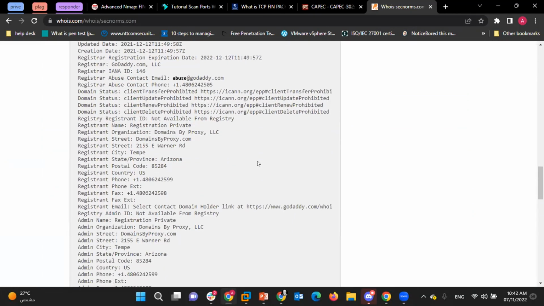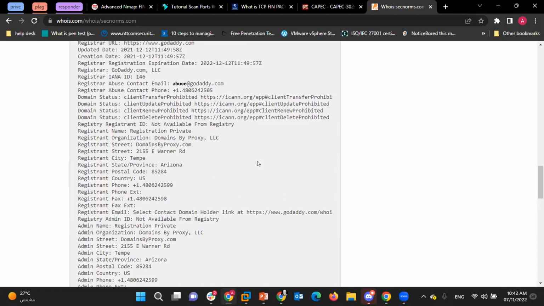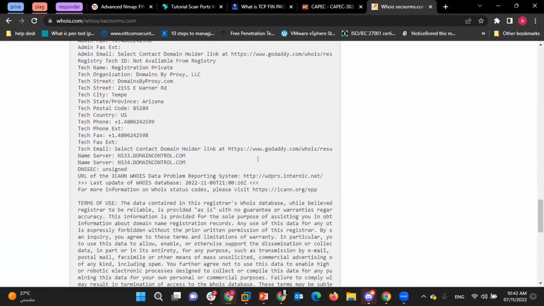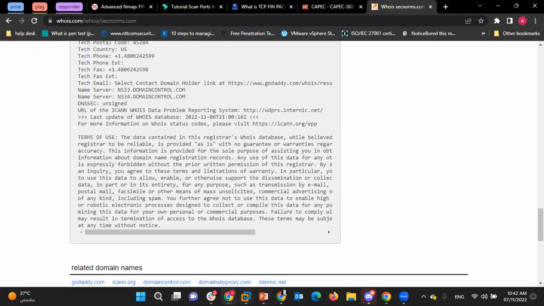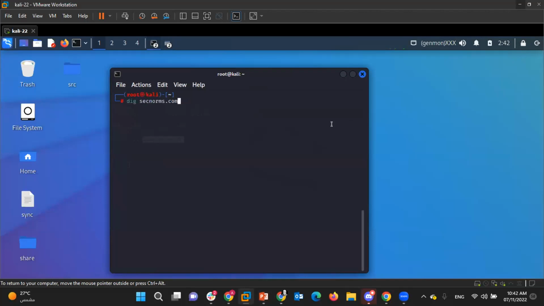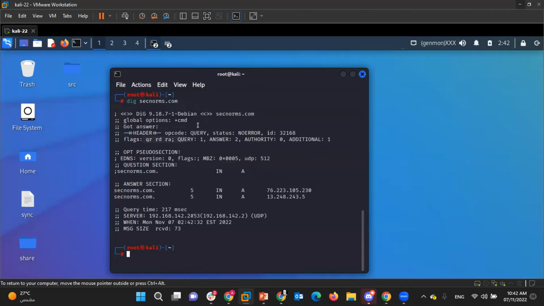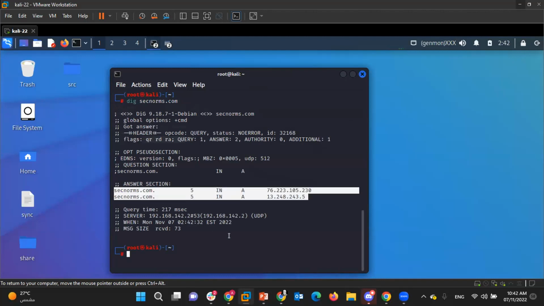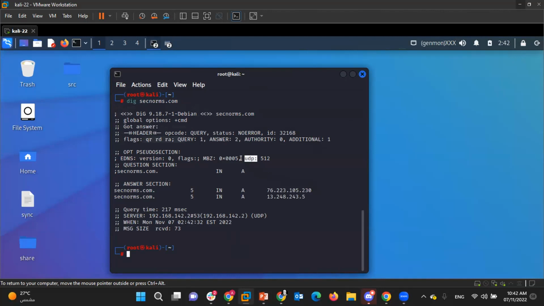Secnorms, city, Arizona. This is about what? Oh, this is abuse. Okay, let's go back to Linux and try to find these. Dig secnorms. Okay, for me, I have 2 IP addresses for my service, not 1 IP address. This is UDP. Also, I use TCP and UDP.